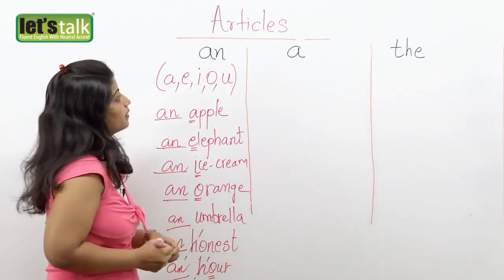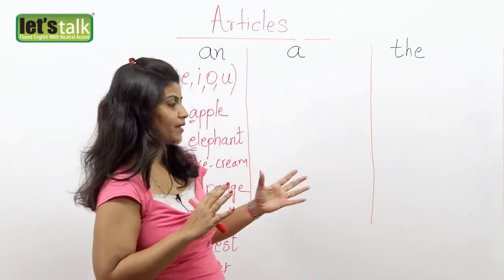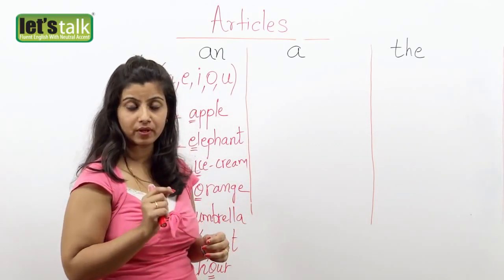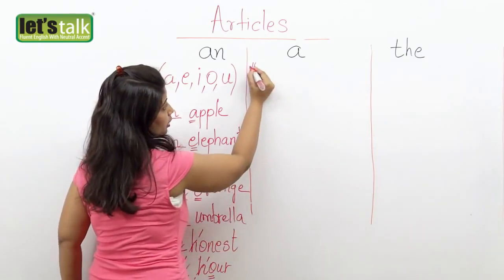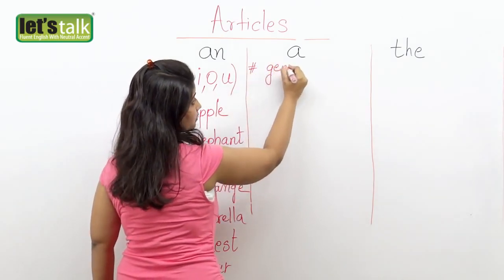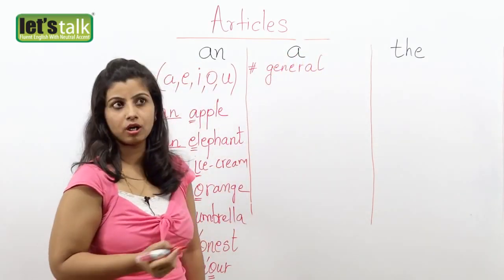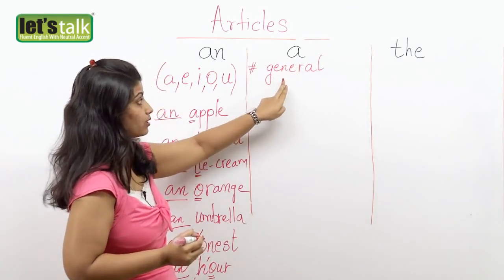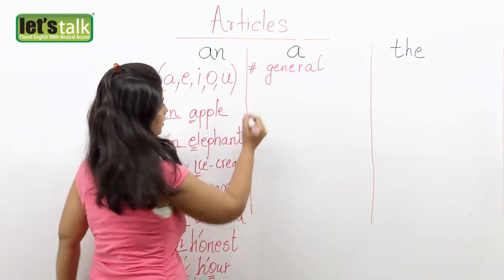Okay. Now let's come to the article A. A might sound confusing, but it's not, because I'm going to give you easy tips to remember when to use the article A. You use the article A when you are talking about something in general. Okay? If you want to say a book, a ship, a sandwich, that's when you talk about A, and that's when you write the article A because you're talking about something in general.